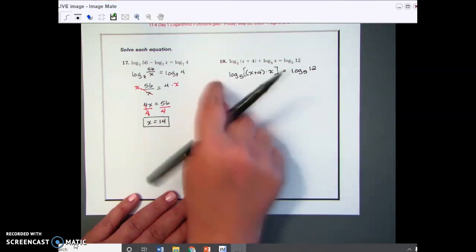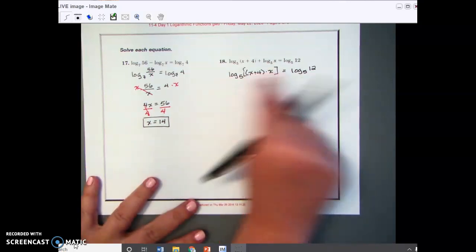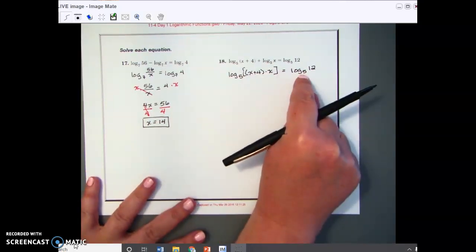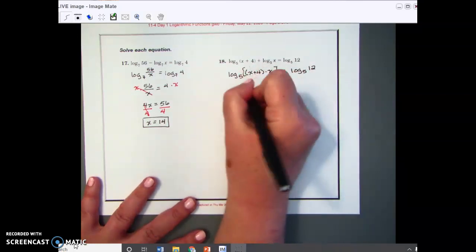So notice I can't just remove logs. Logs are not numbers, they're functions. I can't divide them out. I have to break it down to a single log equal to a single log for me to be able to start taking the logs out. So we said if the bases were the same, then what we're taking the log of have to be the same.